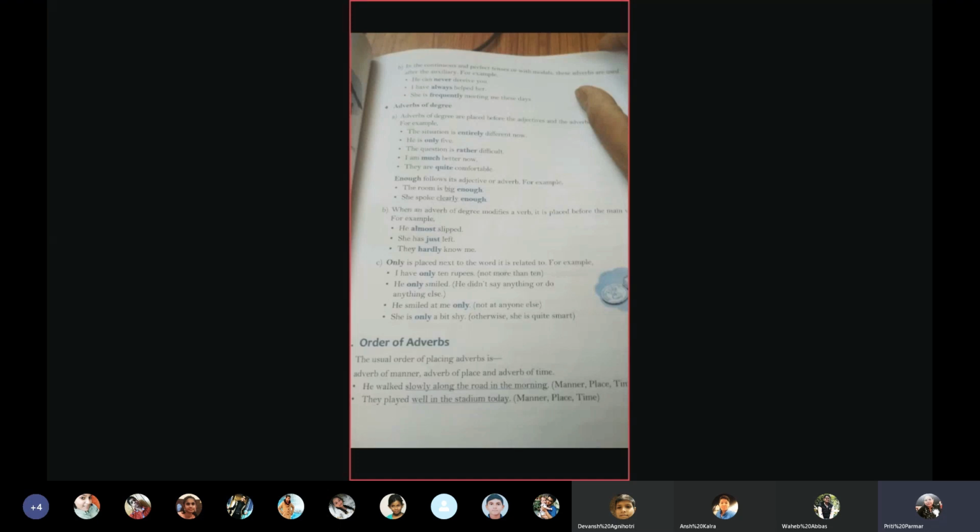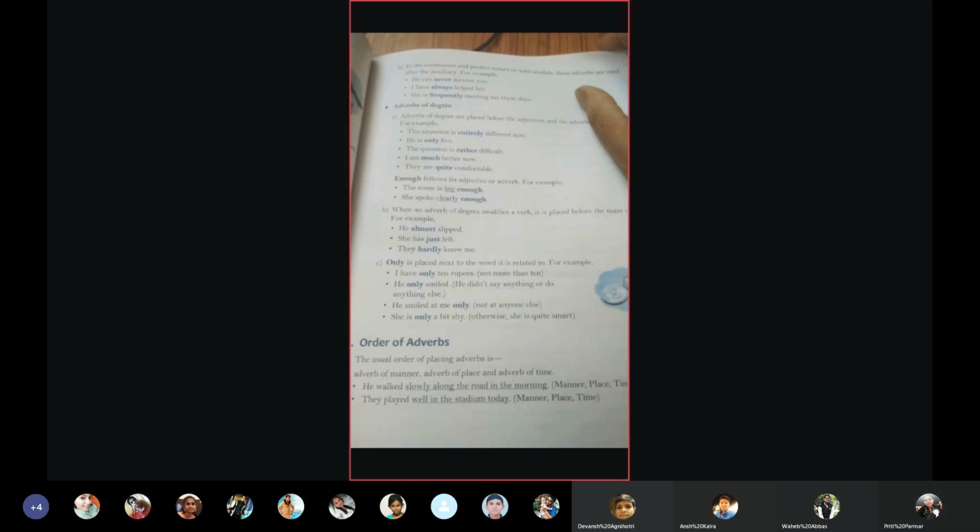Here, first we'll talk of the manner: in what manner? He walked slowly. Clear? Then place: where did he walk? Along the road. And then time: in the morning. So anytime we phrase a sentence, this is the key: we first write the manner, then the place, then the time. This is the correct order.